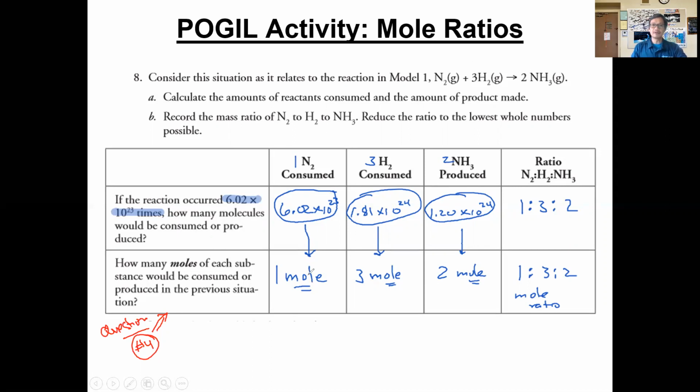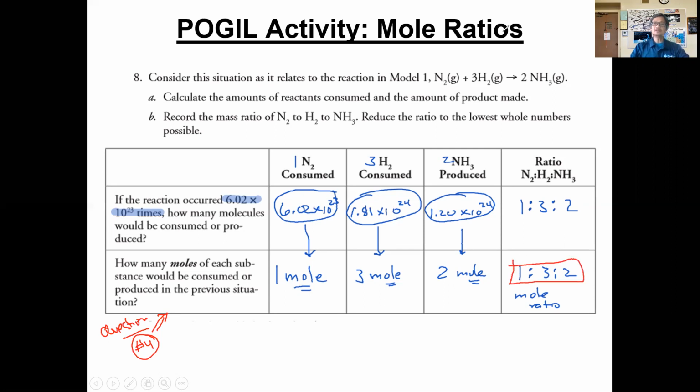Then with moles, if we have Avogadro's number here, that's exactly 1 mole. This is 3 times Avogadro's number, so we'd have 3 moles here, and then 2 moles here. So that's where we got the mole ratios from. That's our mole ratio.